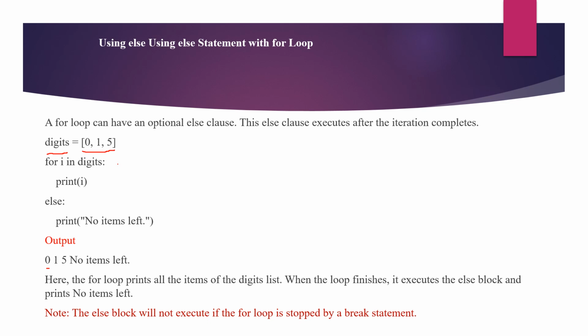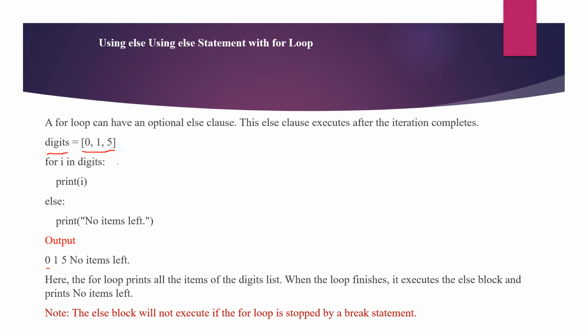Once all the elements are completed, it will come to the else part. At that time it will print no elements left, because there are only 3 elements, 0 1 5. Once all the elements are printed, there are no elements left in the array, so it will print no element left in the array. This is how the else clause works in a Python for loop.